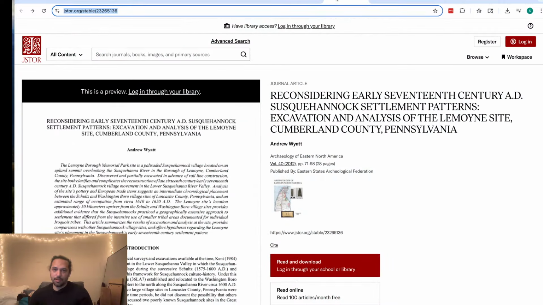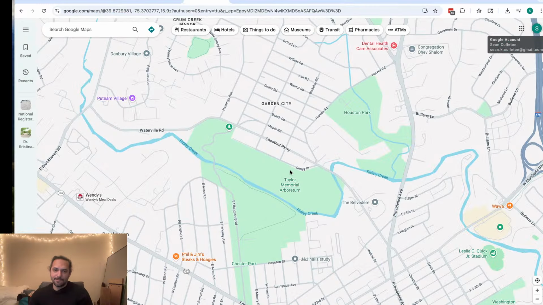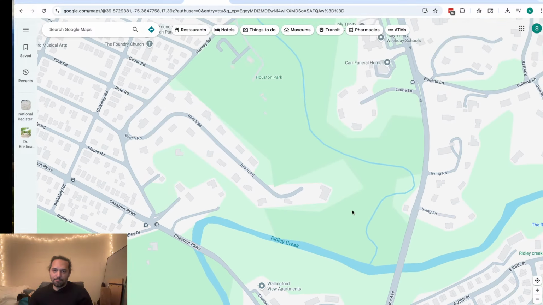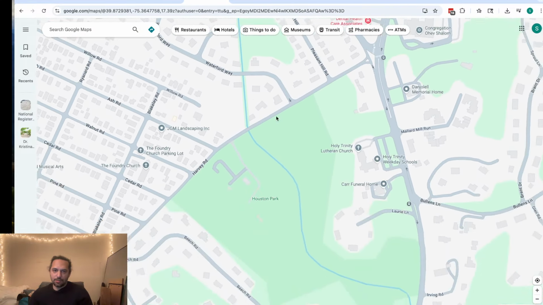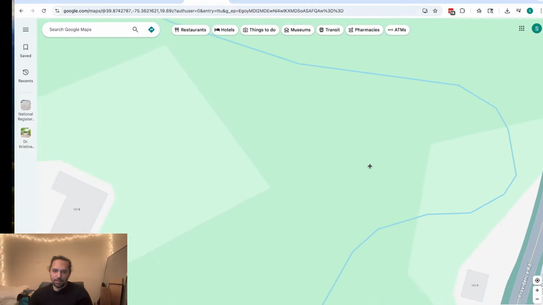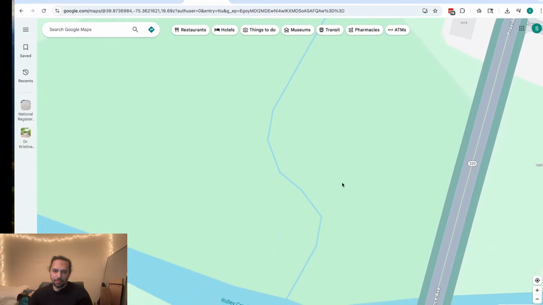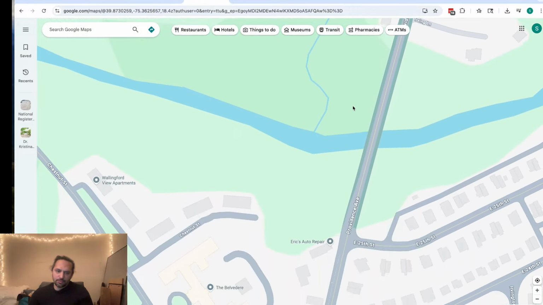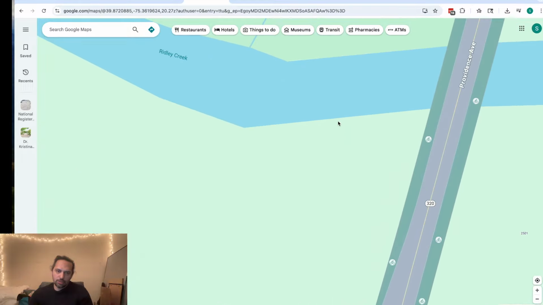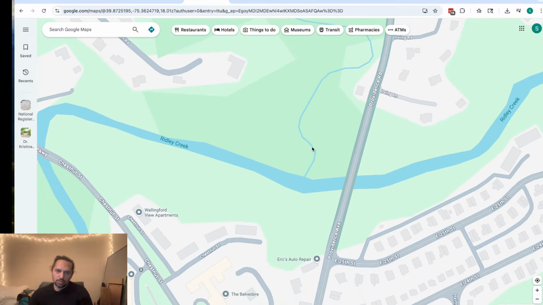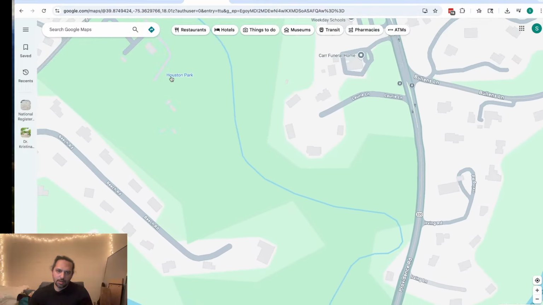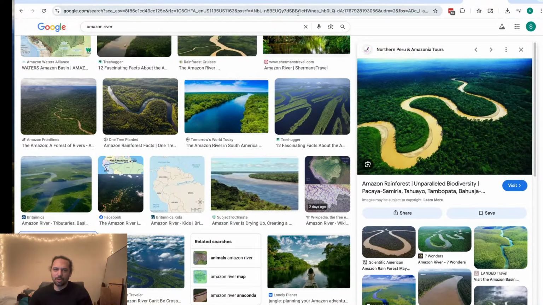Okay. Well, what should we do next? This is Ridley Creek. What is that? Little tributary. Right off 320. Oh, Providence Road. Okay. Ridley Creek. What about that area? What is this called? Hudson Park? Houston Park? Wait, I feel like we've talked about Houston Park.